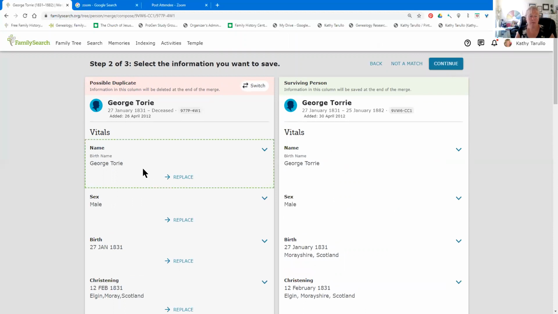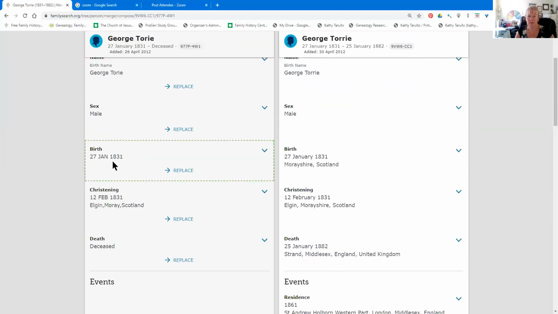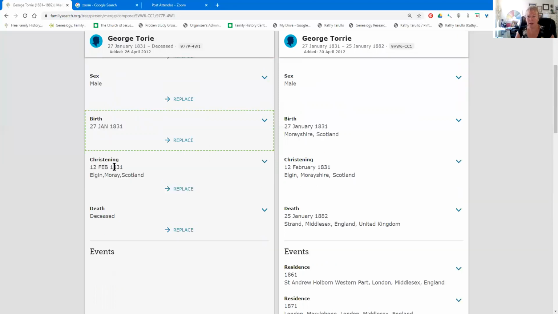And now I have the opportunity to send information from the merge to the resulting person, the person that stays the same. Well, if I decided the spelling was better with one R, I could send it over. I'm not going to mess with that. This birth information is not more complete than the other. I'm not going to mess with that. This birth information is not more complete.